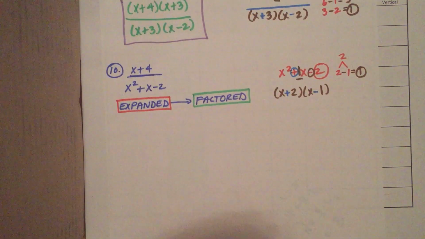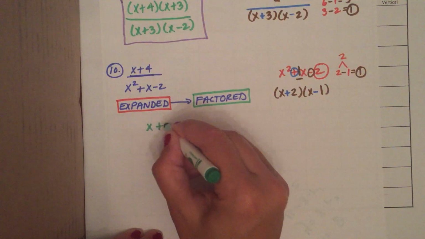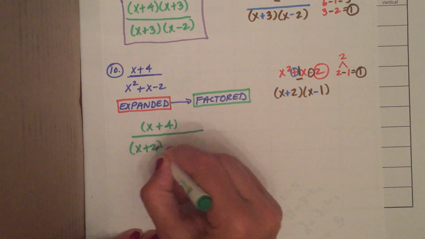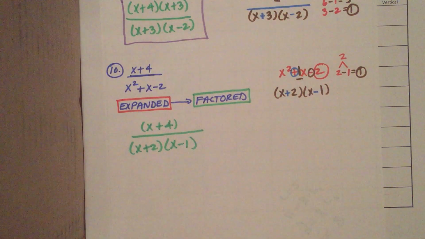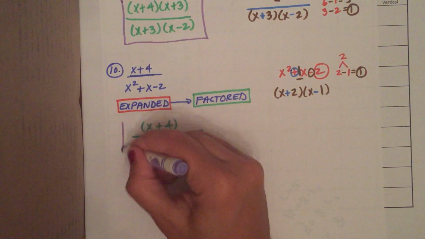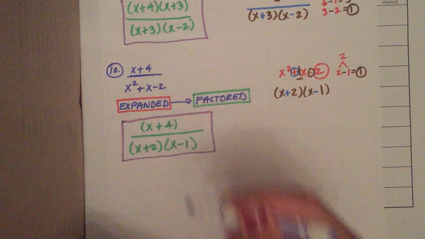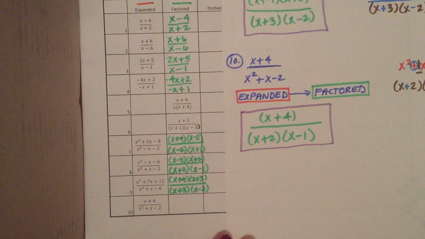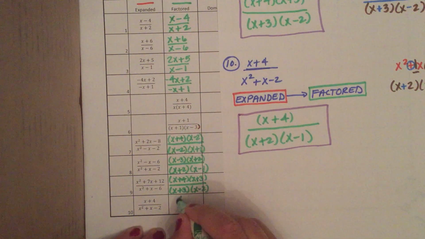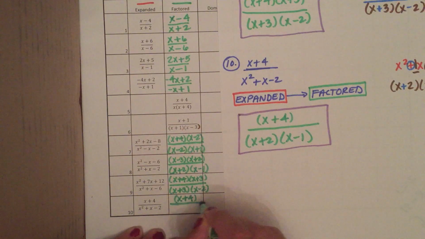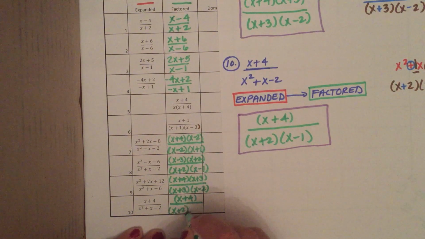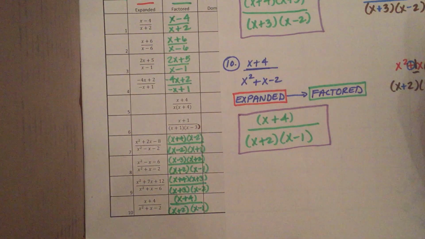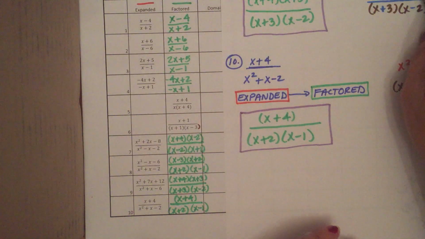So since I didn't have to factor the numerator, I already have my answer. X plus 4 is your numerator. And I'm going to put parentheses just for fun because that helps me out. Over (x plus 2)(x minus 1). And that is factored form for number 10. So let's go in and update our table. So we have x plus 4 on top, and we have (x plus 2)(x minus 1) on the bottom. And that is the first step in rational functions, how you convert from expanded to factored form.